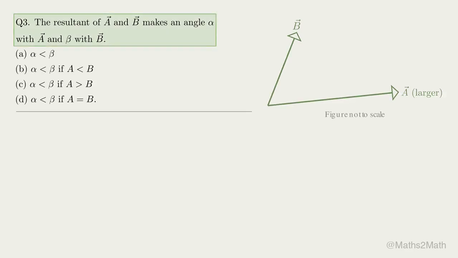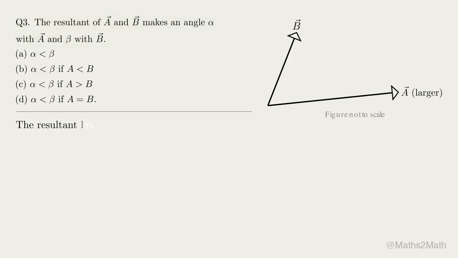Question 3. The resultant of A and B makes an angle alpha with A and beta with B. Option A, alpha is always less than beta. Option B, alpha is less than beta if A is less than B. Option C, alpha is less than beta if A is greater than B. And Option D, alpha is less than beta if A equals B. What does this mean? We must decide which vector the resultant leans towards.